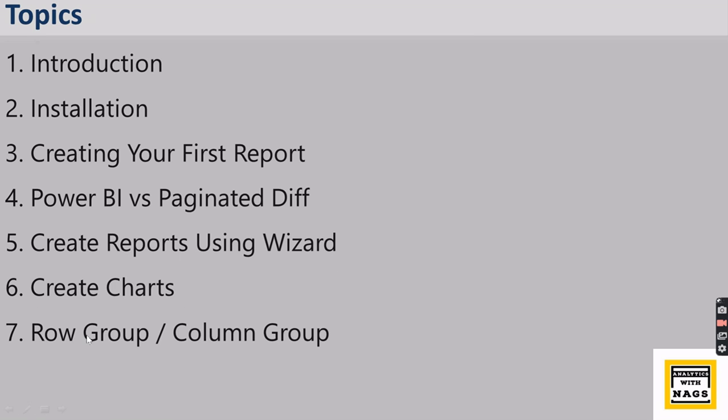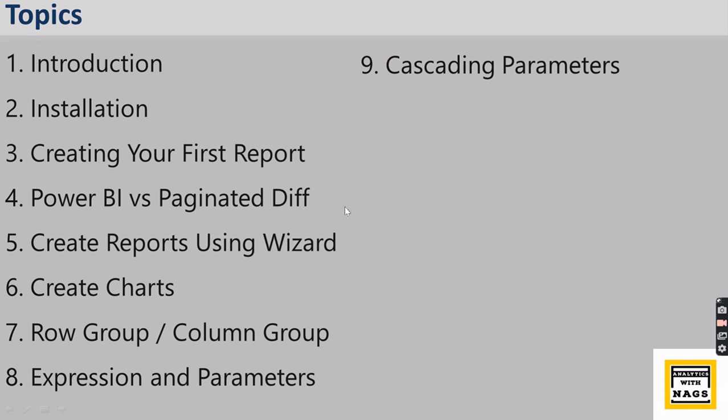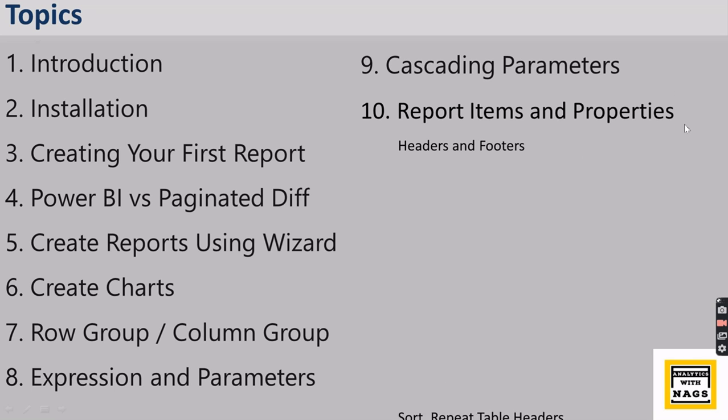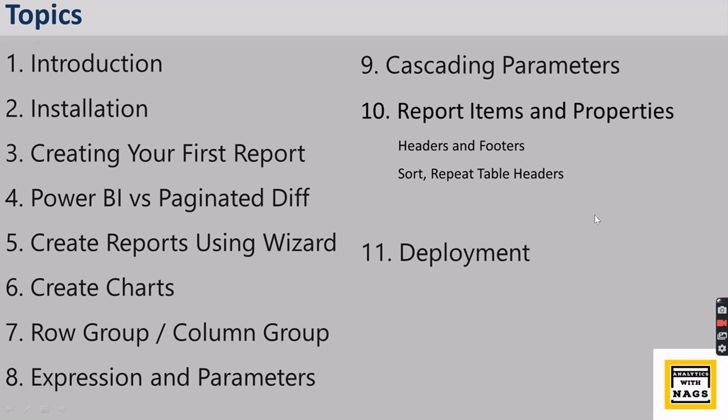So creating charts, row groups and column groups, what are expressions and parameters, a very important concept as part of paginated reports, followed by cascading parameters. Once you are familiar with the UI, I will walk you through report items, the different report items present in paginated reports, and how you can set certain properties of each and every item or chart.